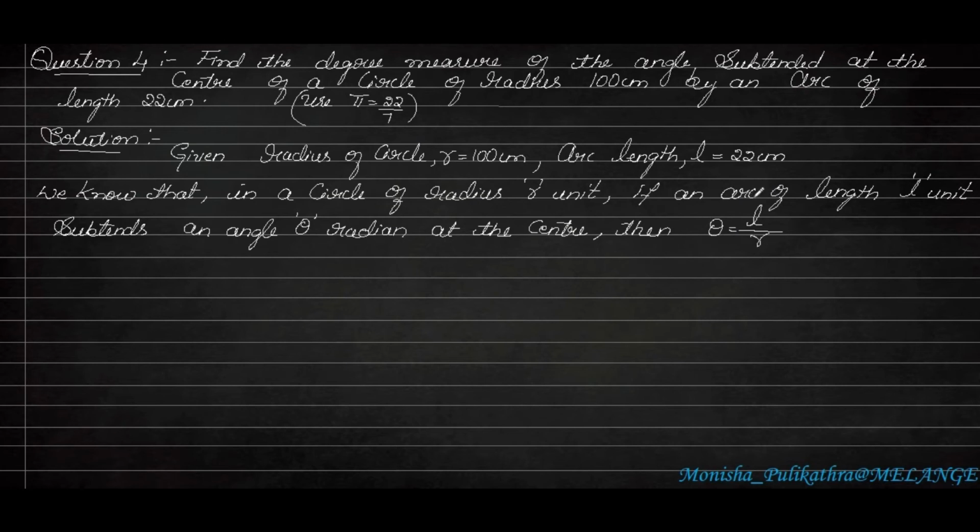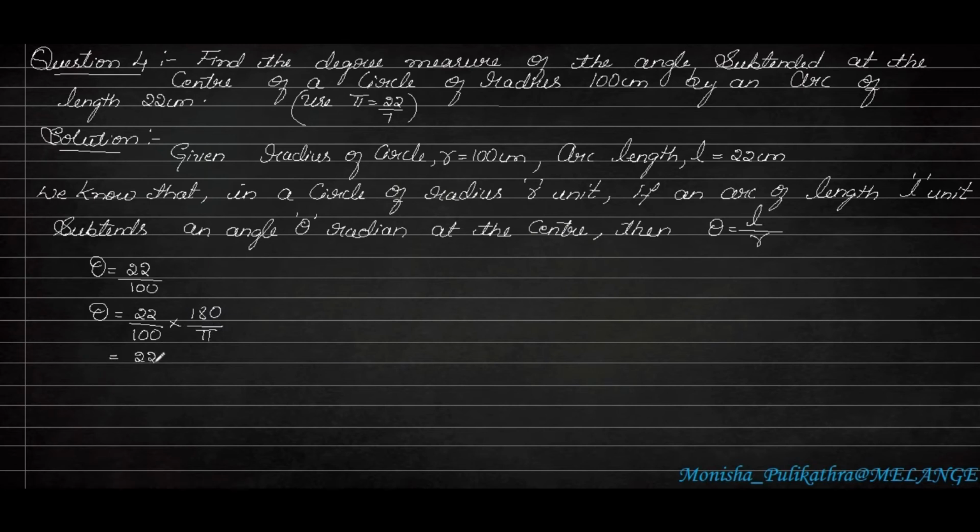So this is called the radian, right? Here theta is equal to the arc length given, that is 22 by 100. So 100 is the radius and 22 is the arc length. So this is the radian, and we have to convert this radian to degree measure. In order to convert radian to degree measure, we need to multiply it by 180 by pi.